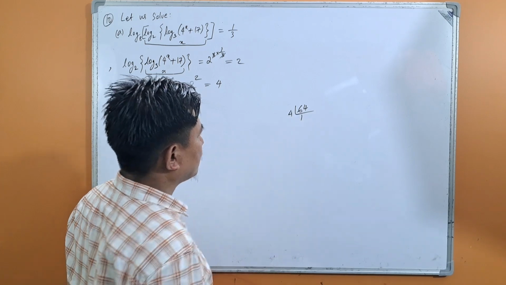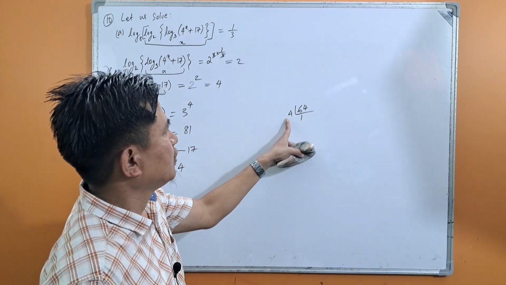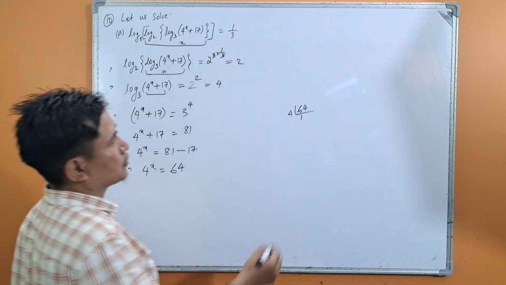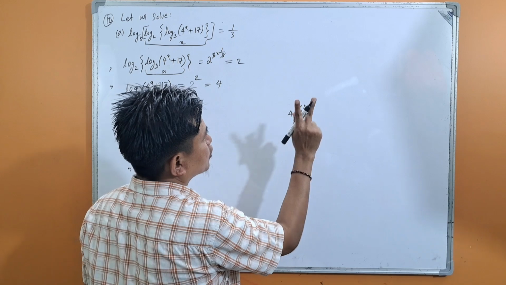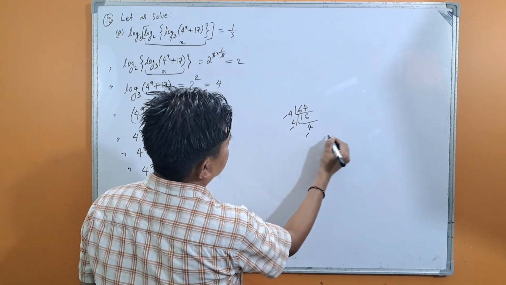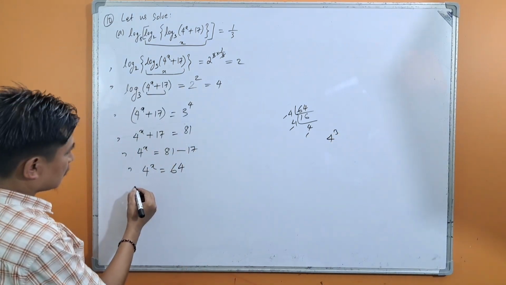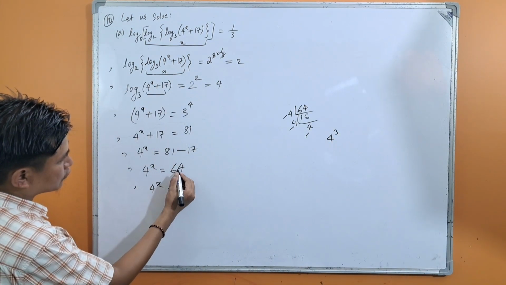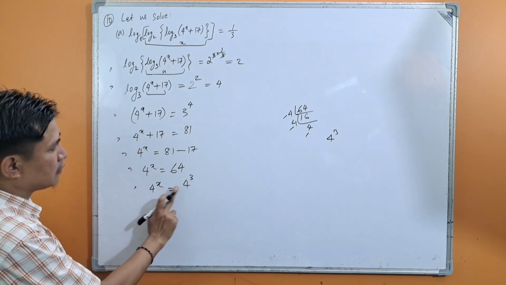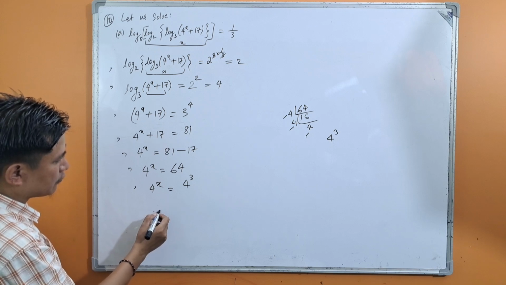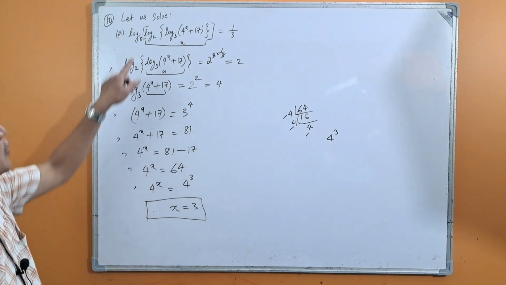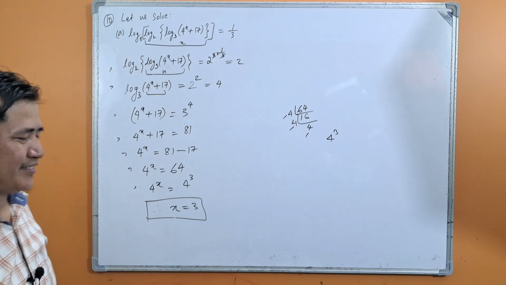So 64 means, I am trying to make the multiple of 4 because we have 4 here as base. 4 1s are 4, 4 6s are 24, 4 4s are 16, so 1, 2, 3: 4 cube. Or 4 to the power x equal to 64, which means 4 cube. Now we have bases equal. If bases are equal, then powers will also be equal. Therefore, x equal to 3. So we were asked to find the value of x from this equation. The value of x is 3.